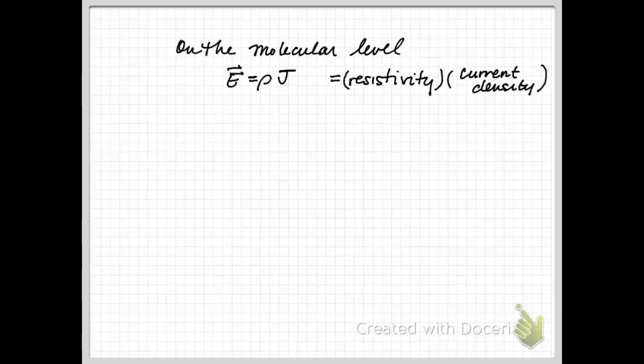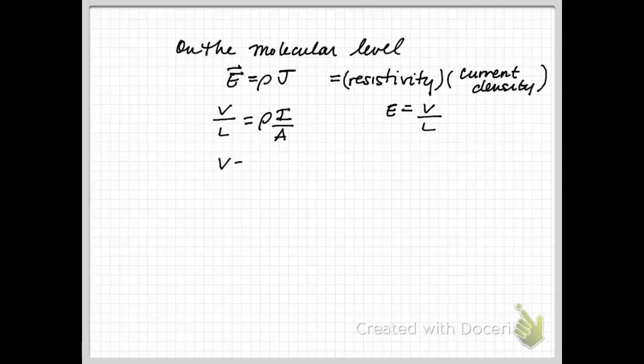All right, so on the molecular level, the resistivity of a material times the current density is going to be related to the electric field. And if you remember, the magnitude of the electric field in a wire, or a segment of wire, is just the voltage divided by the length of that wire. So we're going to end up with the voltage divided by the length is rho, resistivity, and then the current density is the current divided by the area.